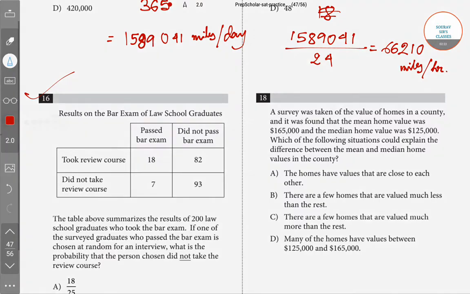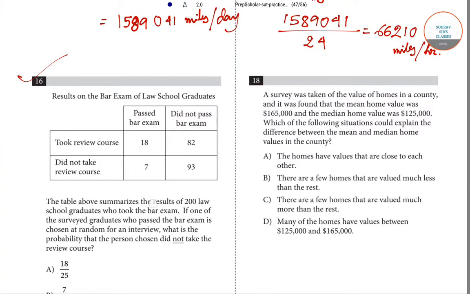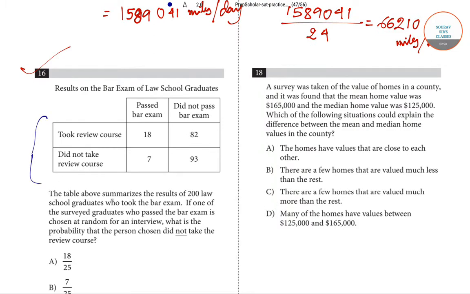Let me change the pen color. Yes. The given table summarizes the results of 200 law school graduates. This is a joint distribution table where you can see that the number of students who took the review course and also passed the bar exam is 18. Similarly, the number of students who didn't pass the bar exam and took the review course was 82. The number of students who passed the bar exam but didn't take the review course was 7. And the number of students who didn't pass the bar exam and also didn't take the review course was 93.